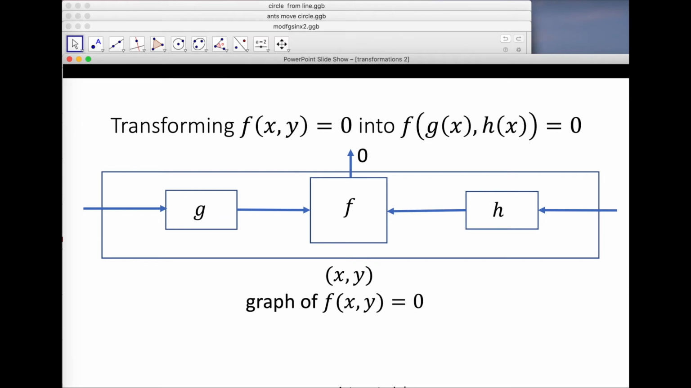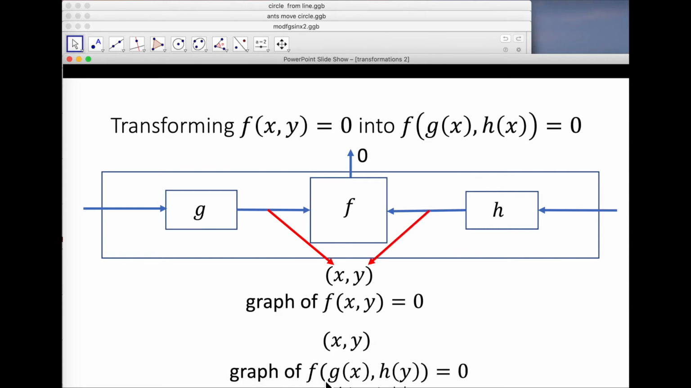So now the graph of f of x, y consists of points x, y where the x comes from here and the y comes from here. The graph of f of g of x, h of y consists of points where x comes from here and y comes from here. So to transform this graph into that graph, we take all these points and move the x's backwards through g and the y's backwards through h.